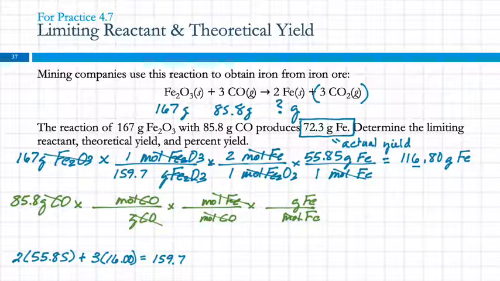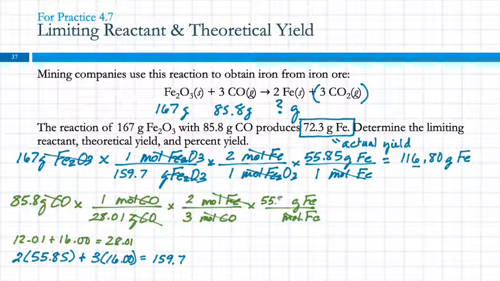What's the molar mass of carbon monoxide? I don't know, I'm going to calculate it. Carbon plus oxygen. Looks like 28.01. Two moles of iron comes from 3 moles of CO. And then that last term is the same as the one above it, because we're going to the same place. 85.8 divided by 28.01 times 2 divided by 3 times 55.85 equals.